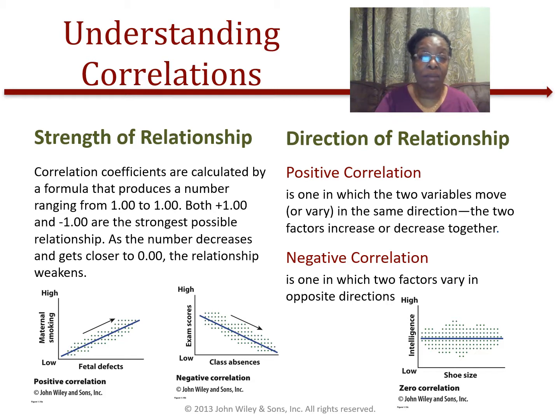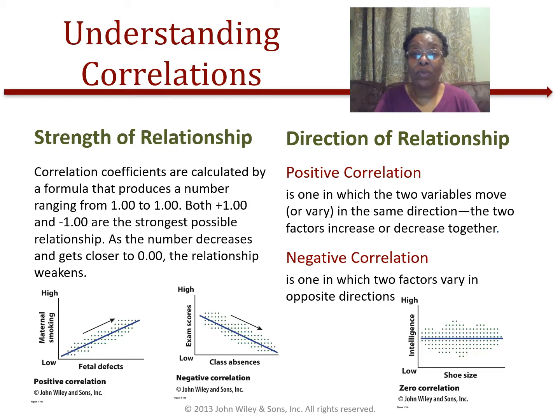They're calculated by a formula that will produce numbers between negative 1 and 1, both positive 1 as well as negative 1. These will be the strongest possible relationships. As the number decreases, it gets closer to the 0 point. And if it's closer to the 0 point, then more or less it's kind of weak. All right. It'll help to explain why correlational research really doesn't allow us to determine cause and effect.